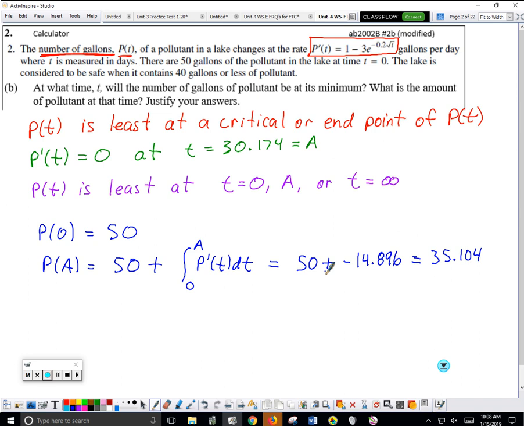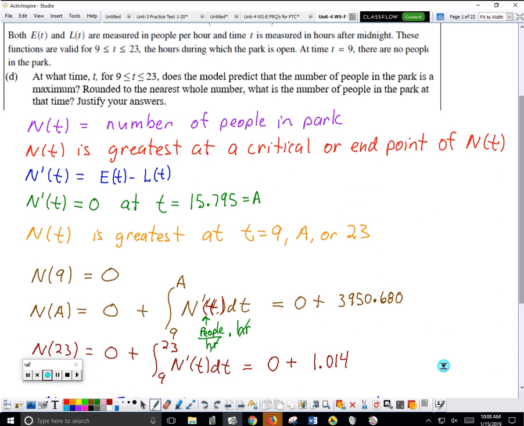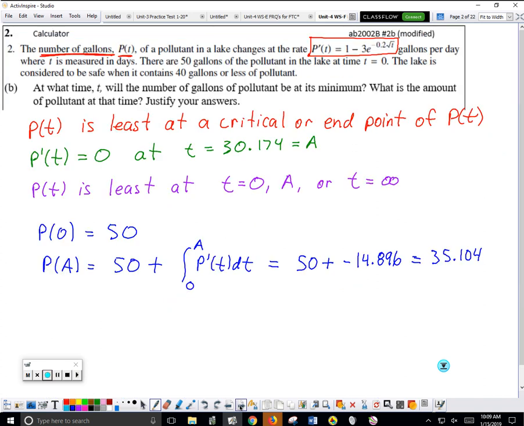Okay, on problem number 1, we did not run into this dilemma. We figured out that the number of people in the park would have to be greatest either at time 9, A, or 23. And then we just found out how many people are in the park at those 3 times. This problem, you've got to do something different to get the final point that is available to you, or the final point as far as the justification.